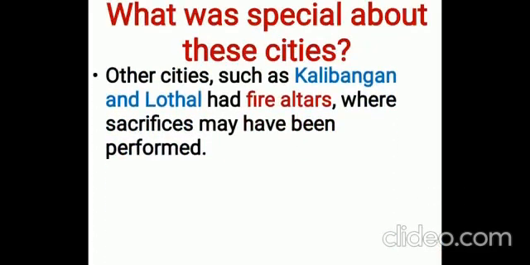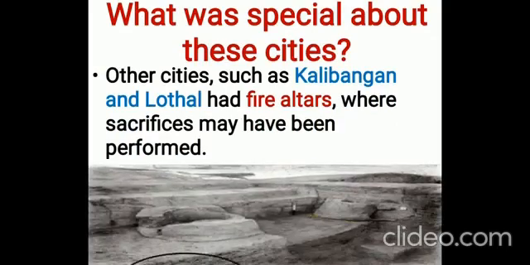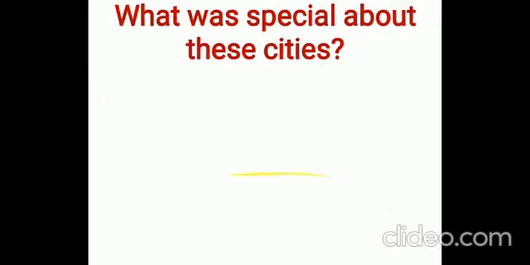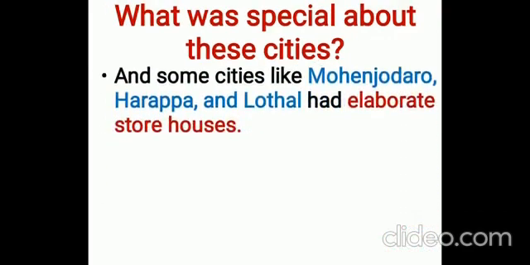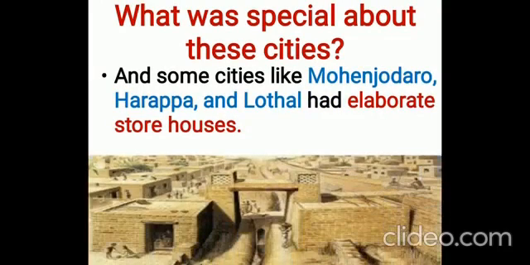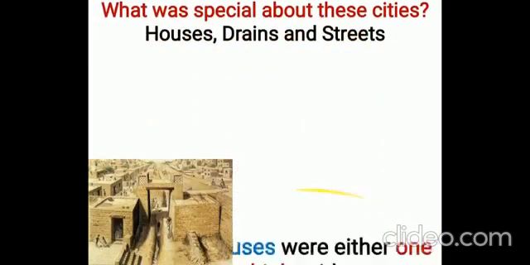Other cities such as Kalibangan and Lothal have fire altars where sacrifices may have been performed. So this is a fire altar where the fire was burned, and maybe on some occasions they performed a sacrifice at that time in Kalibangan and Lothal. And some cities like Mohenjodaro, Harappa and Lothal had elaborate storehouses. So they also had storehouses in their lower town where the people of the Harappan civilization were living.